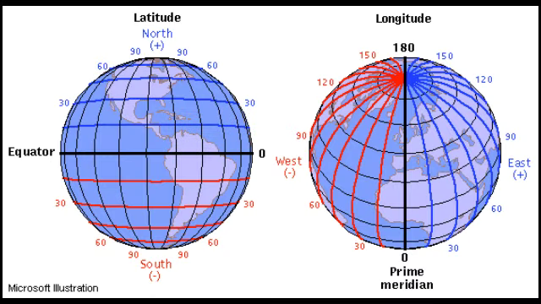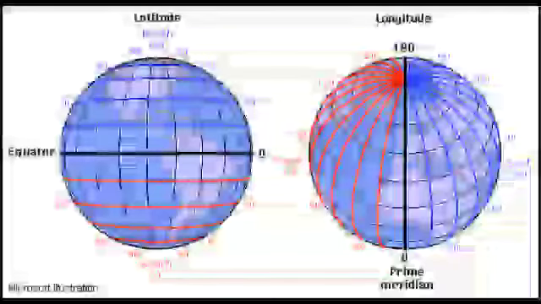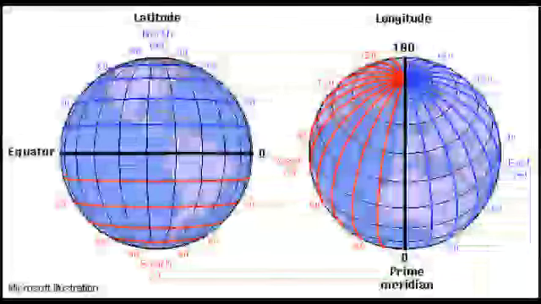To locate the places within this distance of 111 km exactly, we need to divide the unit degree into smaller units. Degrees are divided into minutes and minutes into seconds. Conventionally, latitudes and longitudes are expressed in degrees, minutes and seconds. Each degree is divided into 60 minutes and a minute into 60 seconds.